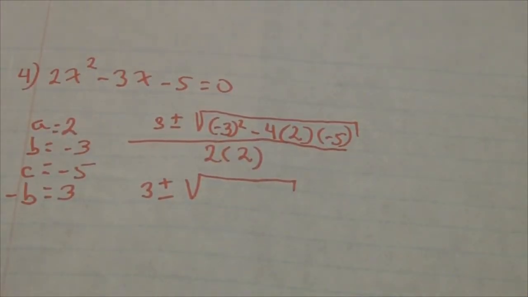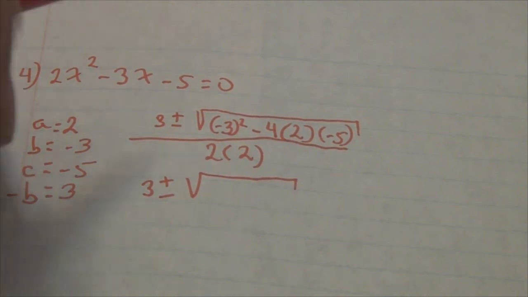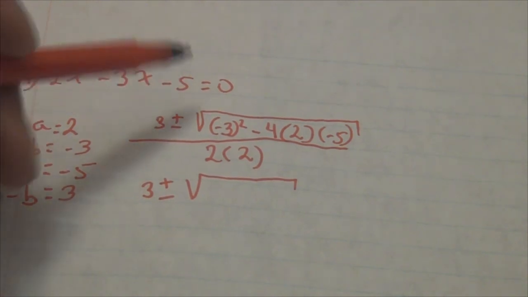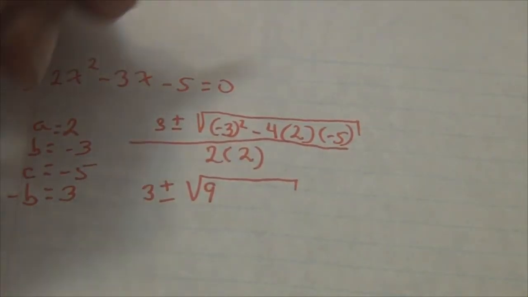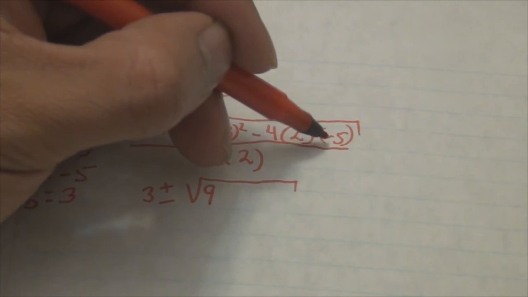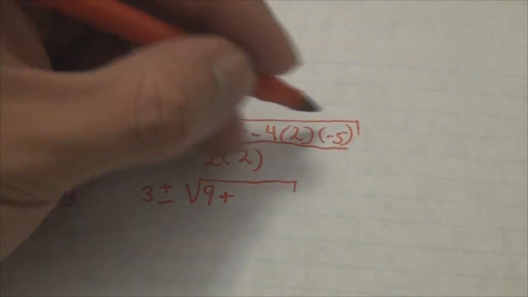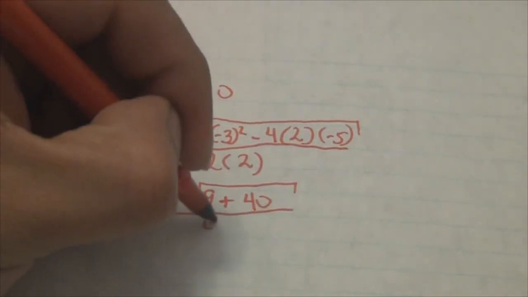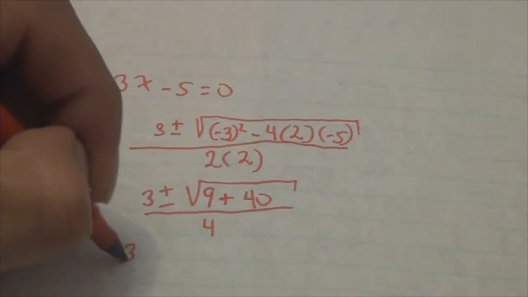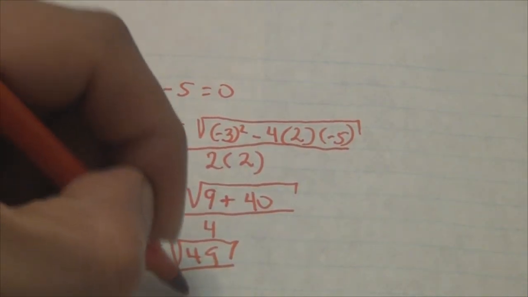Let's see if we can understand this right away, because the less paper we waste, the better it is. Negative 3 squared is 9. Now negative times positive is negative, times negative, positive. So 4 times, oh, plus, right? 4 times 2 is 8, times 5 is 40. Divided by 4, which is 2 times 2. 3 plus or minus the square root of 49 divided by 4.